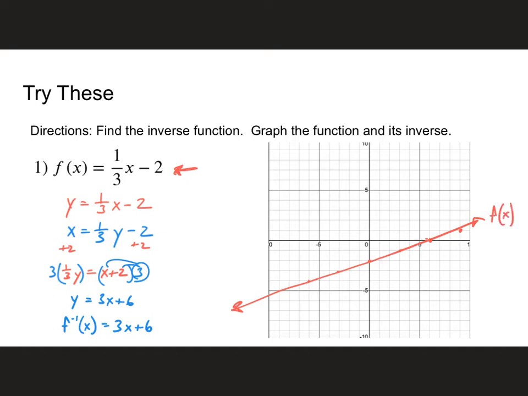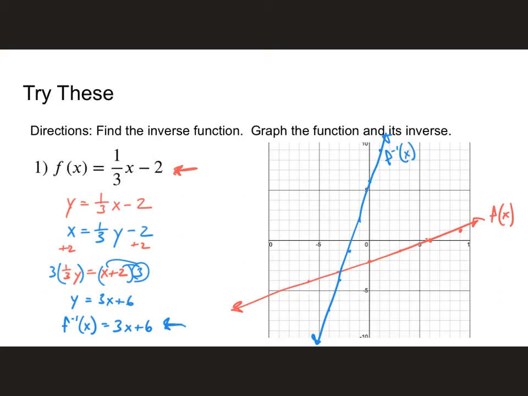And now I'll do f inverse of x, and that's 3x plus 6. If I graph that, that's a y-intercept of 6. And then I go up 3 and over 1. I better go the other direction, get some more points, so I can graph this a little bit more accurately. So we go that way, and then we go down this way, and there we go, right there. And we'll label that as f inverse of x.